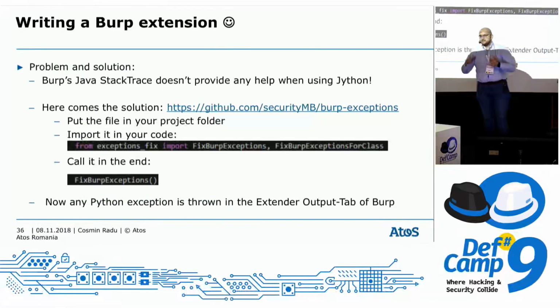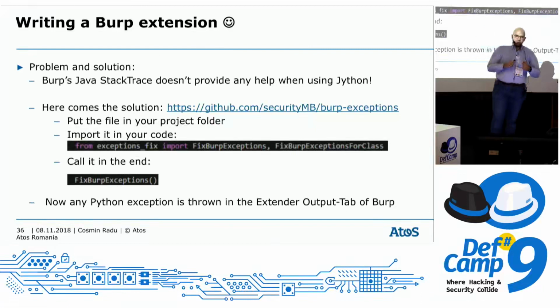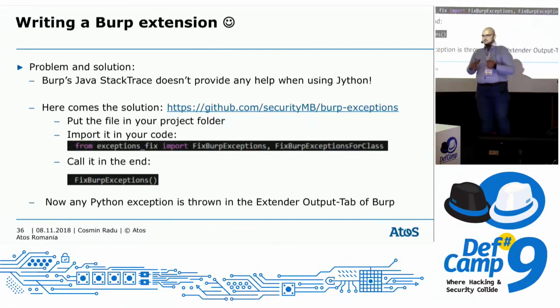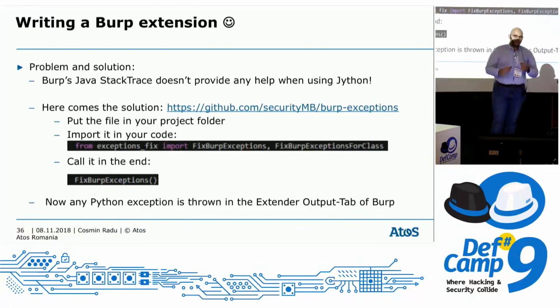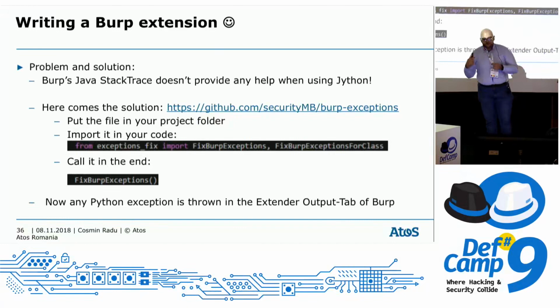I told you earlier that I had big problems debugging Burp, because the Java stack trace in Burp doesn't provide any clues when using Jython. It provides the same error every time. It doesn't matter what you do. The solution was adding this library, SecurityCompass's Burp exceptions, putting it in your project folder, importing it in your code, and just calling it at the end. Yay, and behold, now any Python exception is thrown in the extender output tab, and you can debug your code, which is cool.